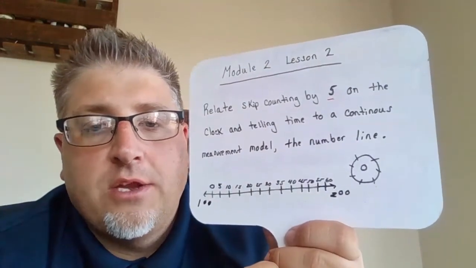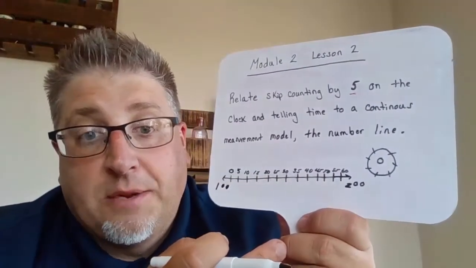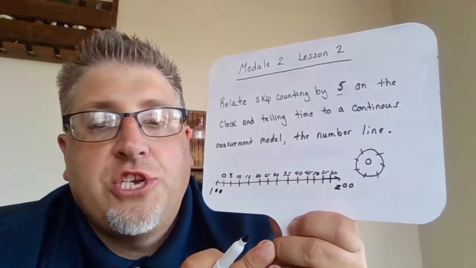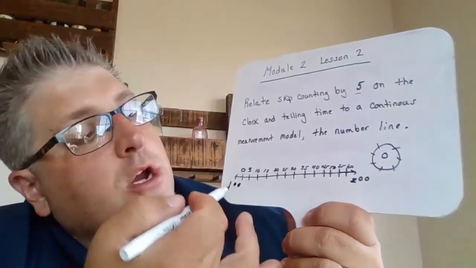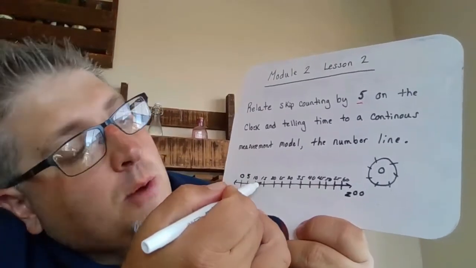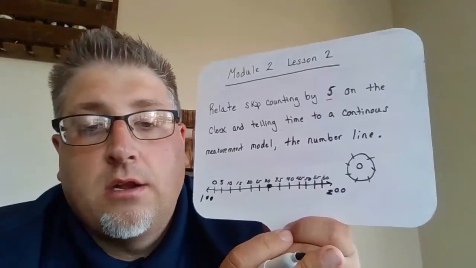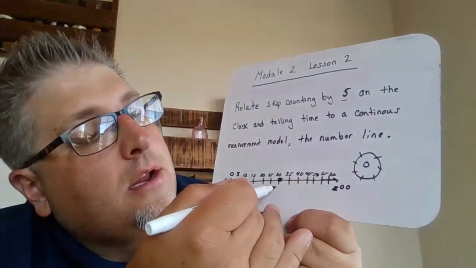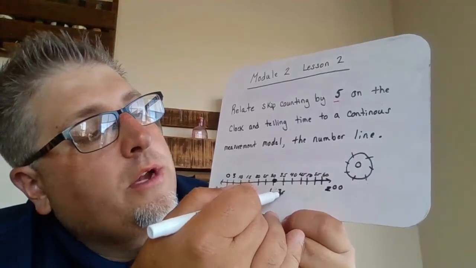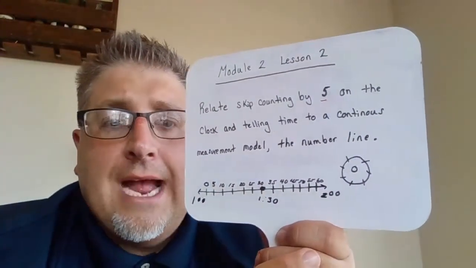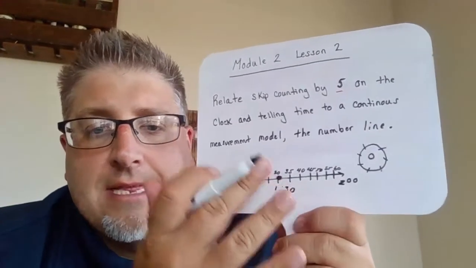So we can use this number line to plot a time. We could say we have gym at 1:30. So we know that's 1 o'clock, and we would just come right around our number line and find our 1:30. So right there would represent 1:30 on our number line, okay? That's kind of what we're doing today. We're taking this number line, counting by 5s, and telling time. It's just a basic use of the number line, all right?